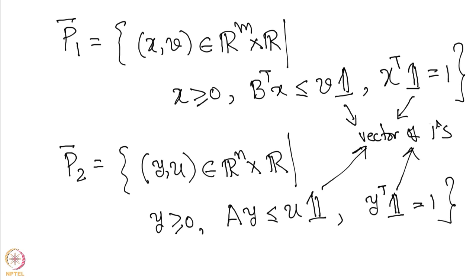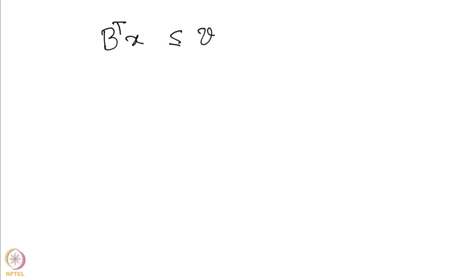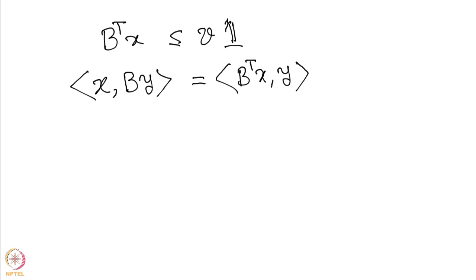So, what are we really saying here? We have x greater than or equal to 0, B transpose x less than or equal to v times 1. What does this mean? Let us try to understand this. B transpose x is less than or equal to v times the sequence of 1s. Now, if I take x comma by y, this is nothing but the B transpose x times y. Because these are all positive, B transpose x is less than or equal to v times 1, and therefore this is less than or equal to v. So, what it says is that if player 1 is playing x, his mixed strategy, player 2 cannot get more than v.